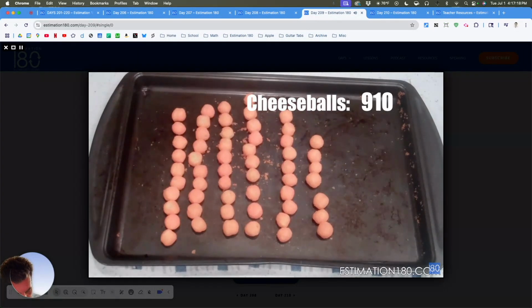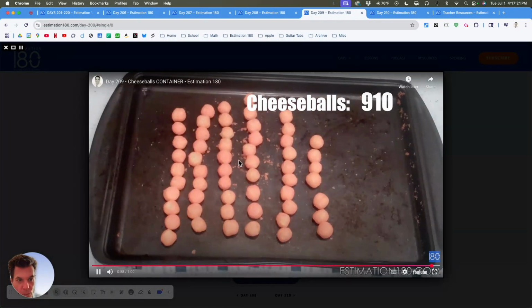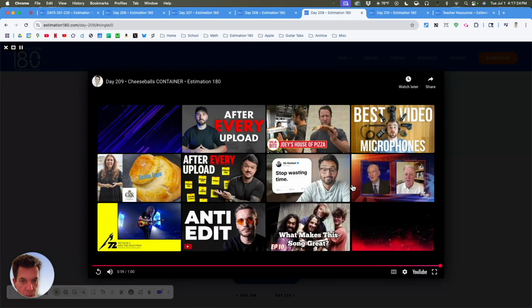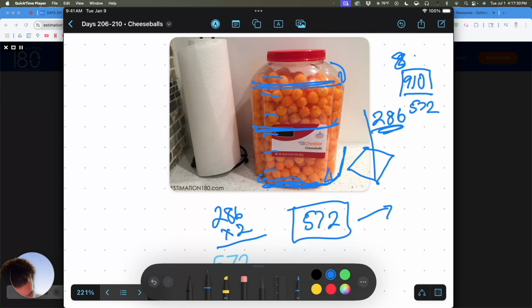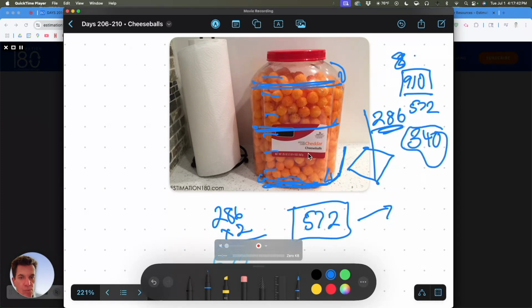910? I'm almost off by 50. What? Holy cow. You guys want to see how bad I was on that one? At 910, and I said 572 because I just multiplied the tray by 2. Holy moly. What is that roughly? That's like 340-ish off or something.